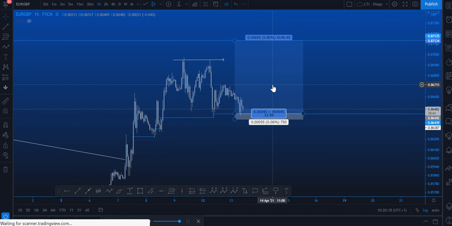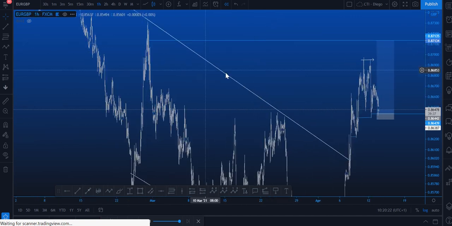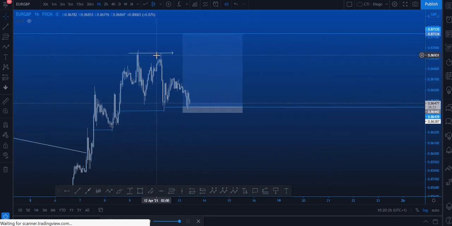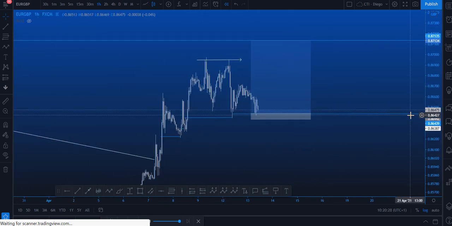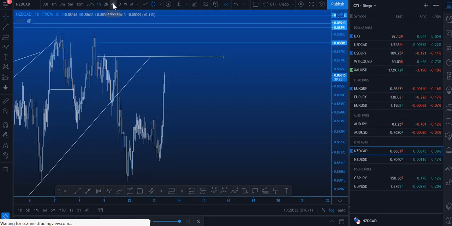The risk reward is pretty decent. It's a 12er. We look to the left, and there's some unfilled liquidity that I spotted on the smaller time frame. But I really do like the equal highs here. So that's Euro Pound. Next on the list is New Zealand CAD.